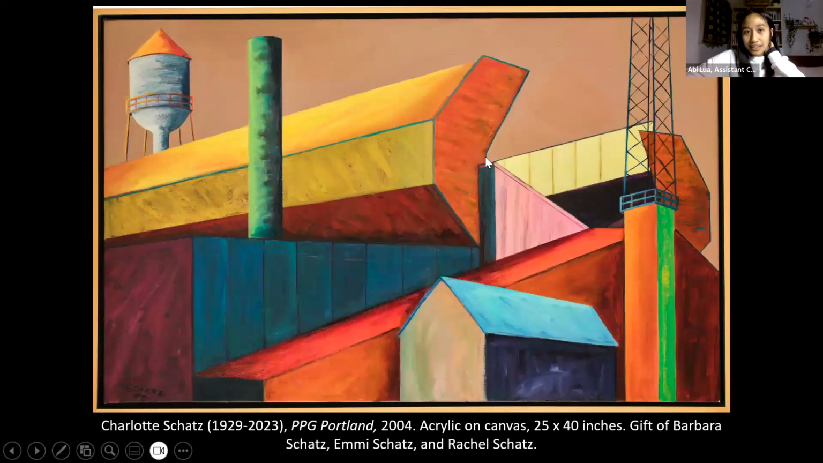I really do love Charlotte Schatz's painting. I think I can just flip back to PPG Portland. I think they're just really fun. I have no other deep thoughts other than the fact that they're really fun.